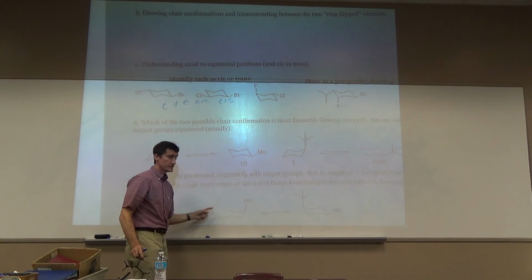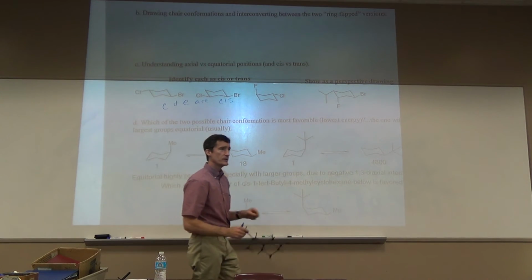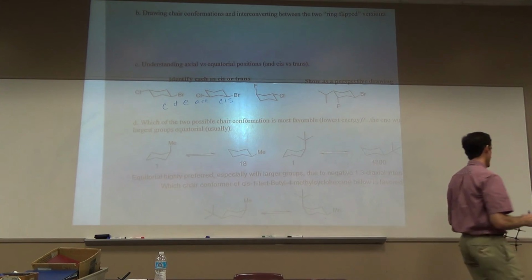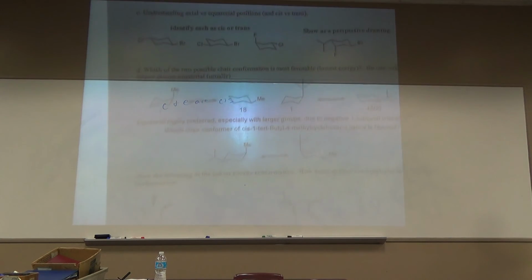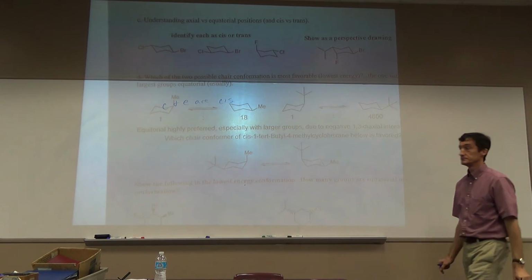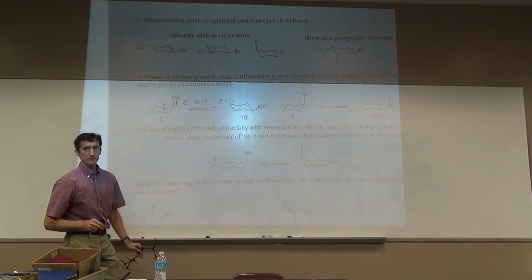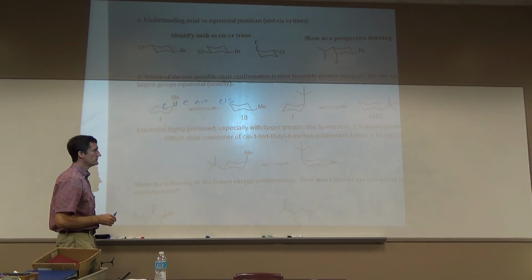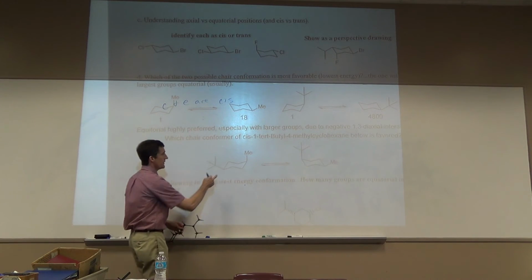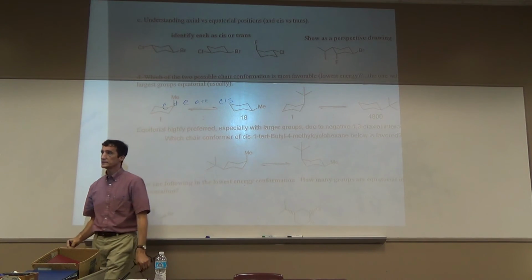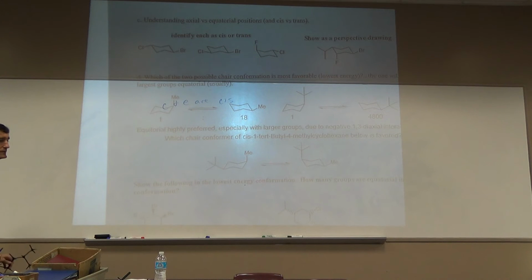What if you have two groups? Which one's going to prefer to be equatorial? The larger group. So which one is favored? They're both chair conformations. This is the favored chair conformation, with the t-butyl group being equatorial.